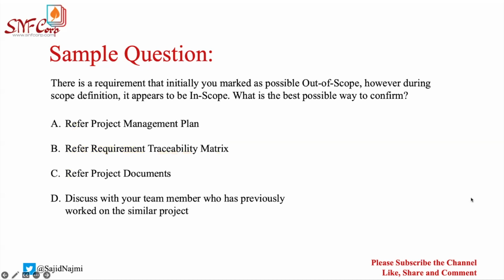Next question, there's a requirement that initially you marked as possibly out of scope. You said this will not be done. This is not possible. However, during the scope definition, when you are actually drilling it down, it appears to be in scope. Initially, you thought this is not possible, but now you believe, okay, I think this can be done. So what is the best possible way to confirm? The question is asking, as a BA, you believed this cannot be done. Now, based on your research, it looks like it can be done. So how would you confirm that if this can be done or cannot be done? I'm just trying to make it very simple for you to understand the question.